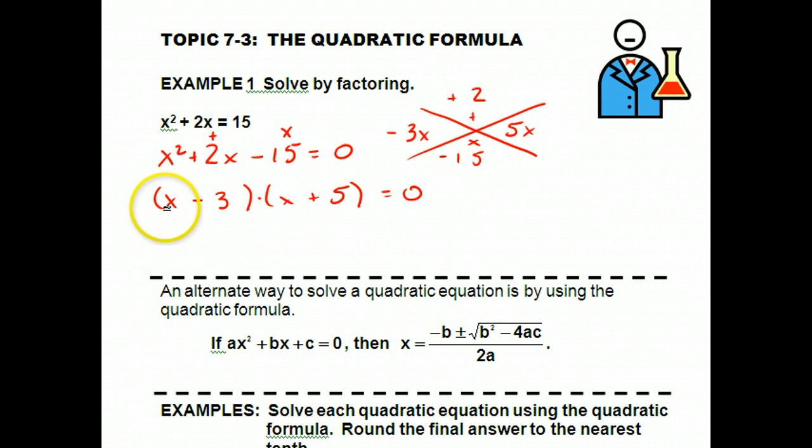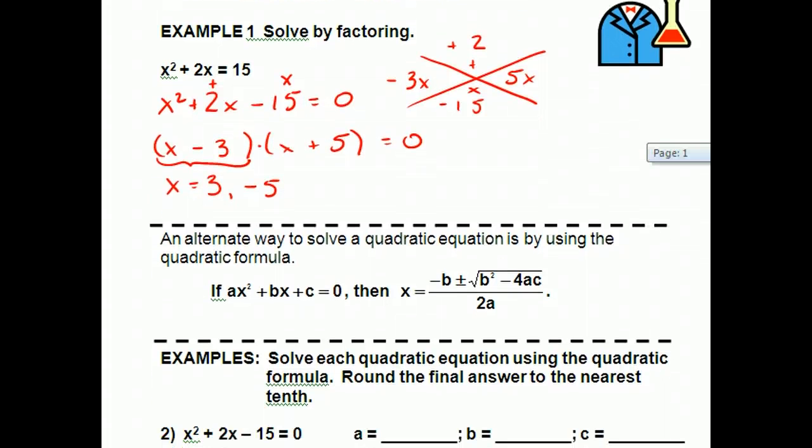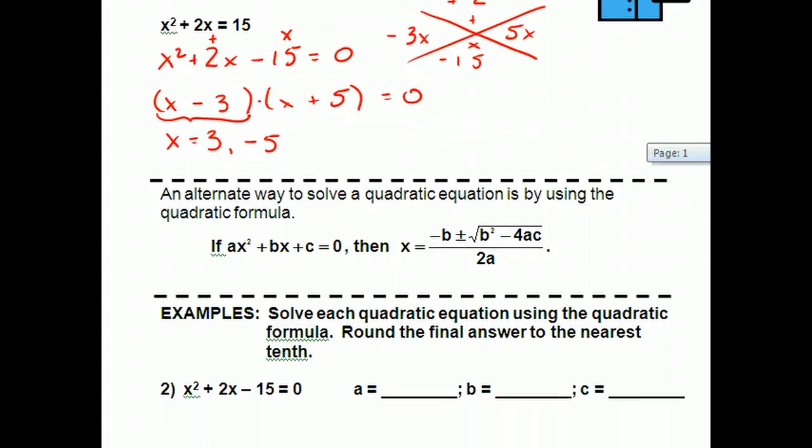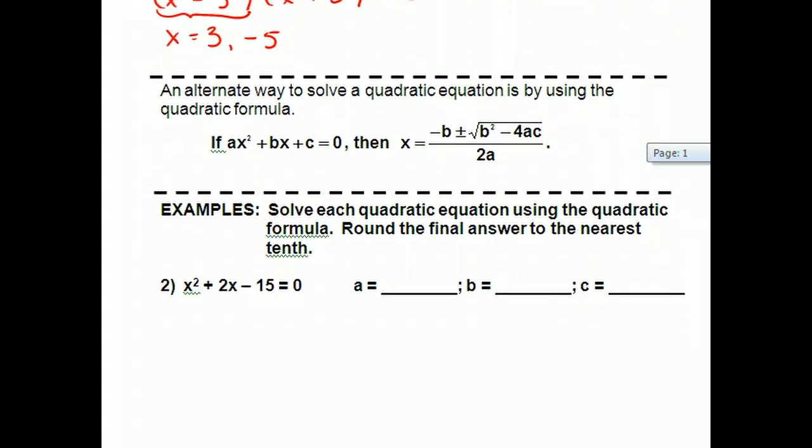If I can make one of the two factors 0, that means this whole equation is going to equal 0, and that's my solution. So x from this first factor could equal 3. That would make this piece 0, and 0 times whatever this is equals 0. And if I put minus 5 in here, that makes this factor 0, so the whole thing's 0, and I've got my two solutions. But the question is, what happens if it's not so nifty to factor out? We need an alternative method.